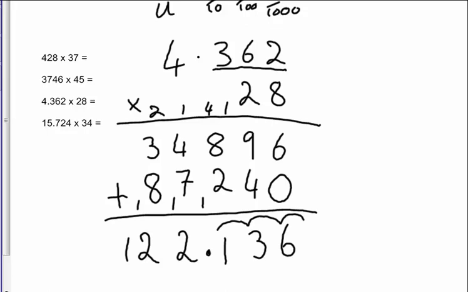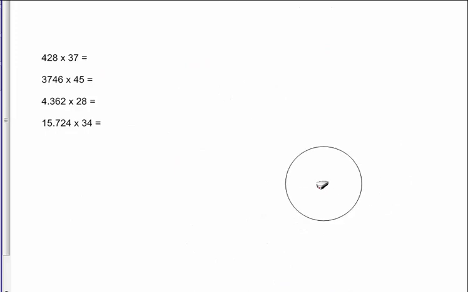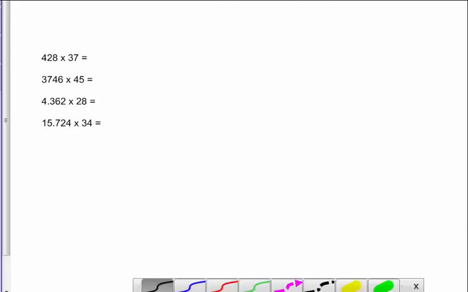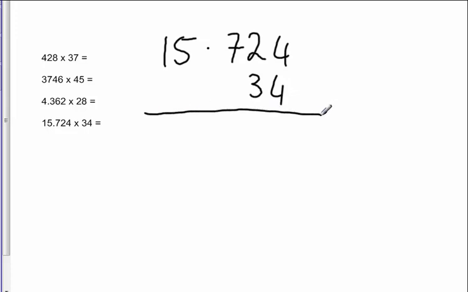Now I'm going to clean that off again, and we're going to look at our final example. And we just clean that up, make it nice and neat. And our final sum then we're asked to do is 15.724, and we need to multiply that by 34. I'm going to put in my times sign over here.